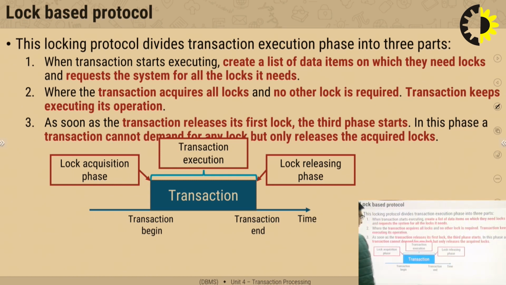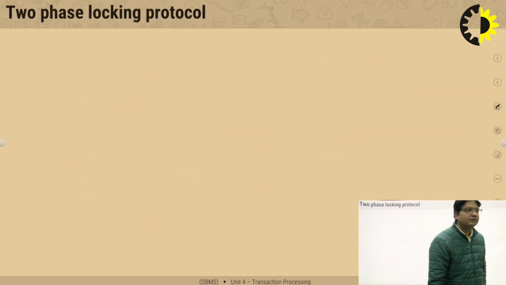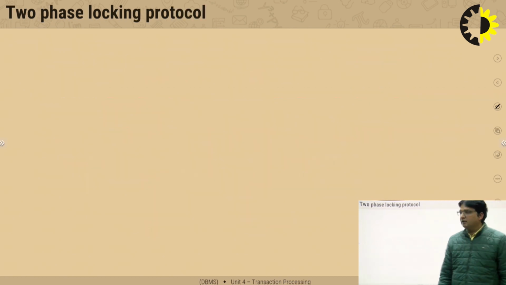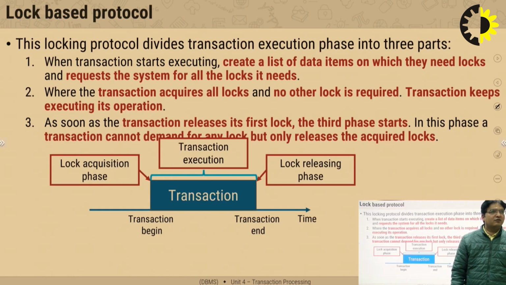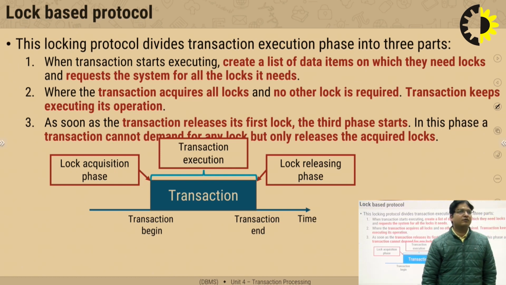Here the lock acquisition is starting. In this portion, the transaction will execute, and after the completion of execution, when we no longer require those data items, then we will start releasing the locks. Now this particular locking protocol is also not deadlock free. This protocol also is not deadlock free. So we need another mechanism where it is deadlock free.